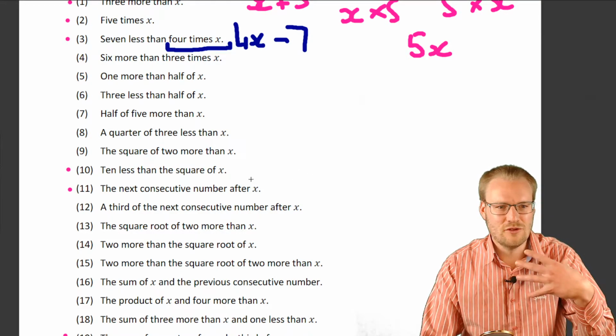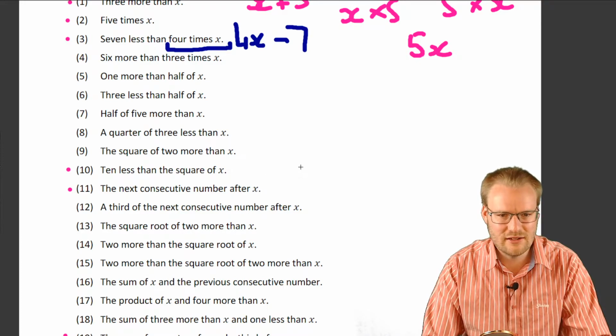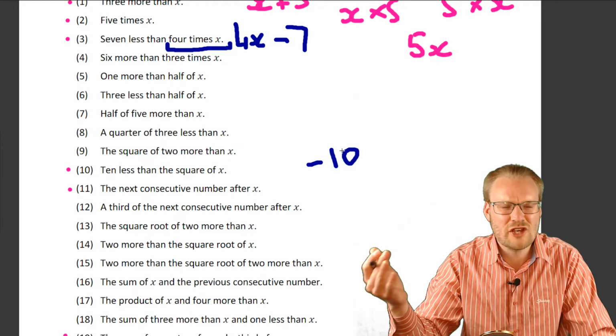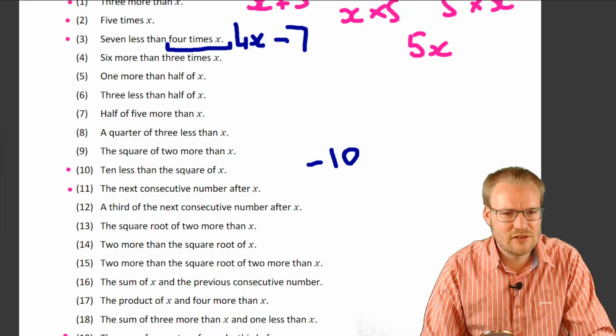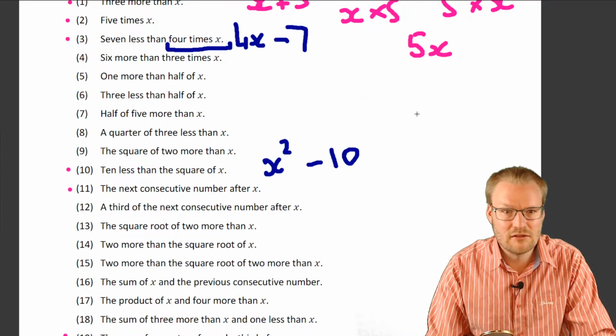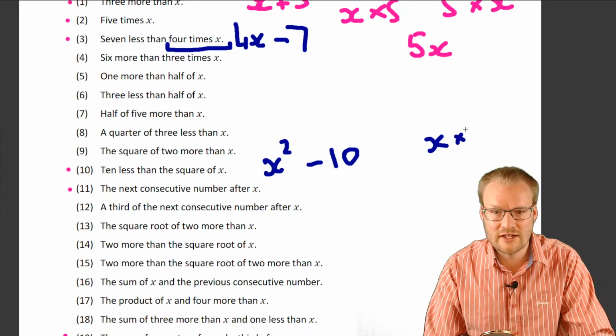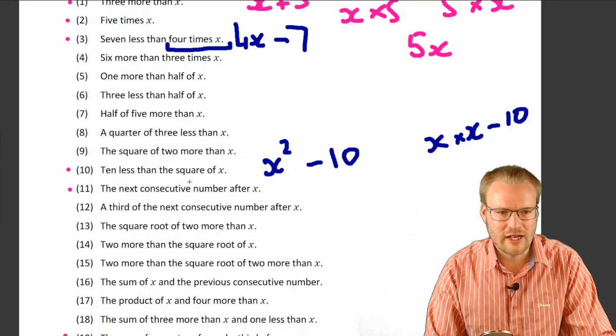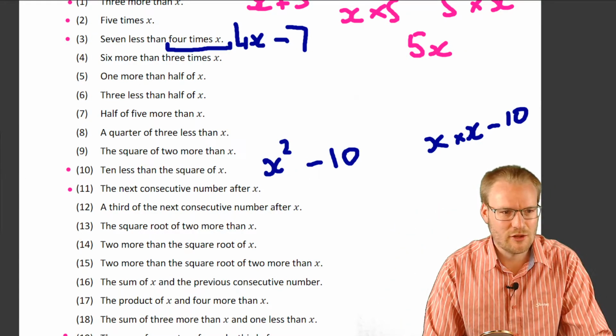Well, in how we've written it, we said 10 less than. So we're going 10 less than. That means that we're subtracting 10. What are we subtracting 10 from? 10 less than the square of x. The square of x, so x squared. Now if you wrote the square of x is x times x minus 10, perfectly fine as well.